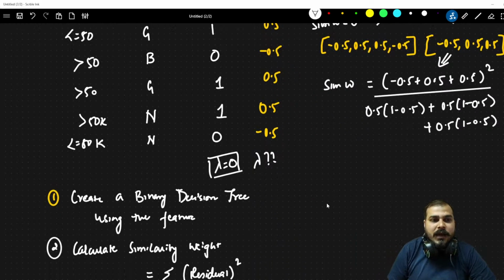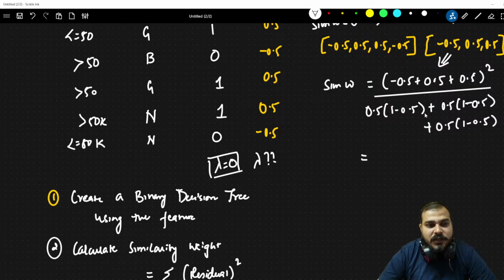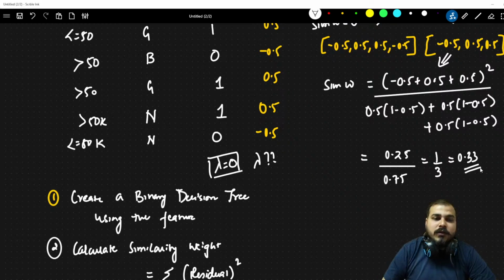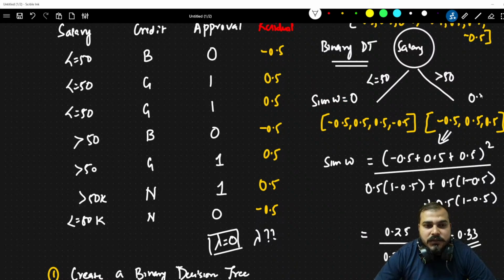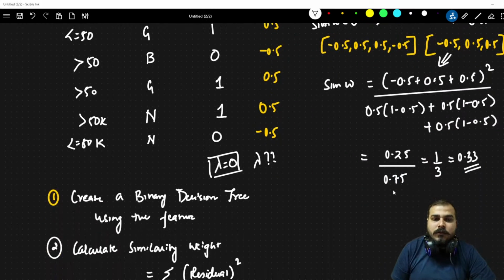Now let's do the calculation for this node. So minus 0.5 minus 0.5 becomes 0, then 0.5 whole square, right? So here I'm going to get 0.25. Here if you do the calculation, you are going to get 0.75. So this value is going to be 1 by 3, which is nothing but 0.33. So the similarity weight for this node is 0.33. Everybody clear? For this node it is 0.33.